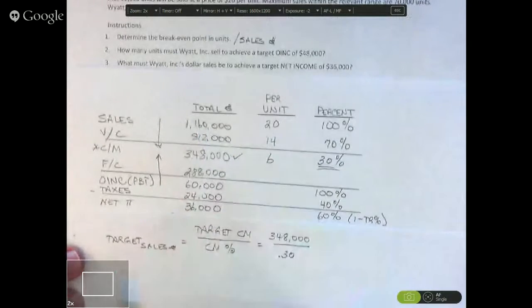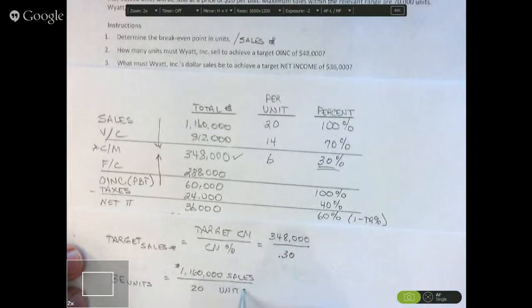If the company would want to know how many units it must sell, dividing 20 into $1.16 million would give it the break-even units or target units. So if we would take sales of $1,160,000 and divide it by 20 as our unit sales, $1,160,000 divided by 20, that would give us 58,000 units as the number of units it would need to break even.